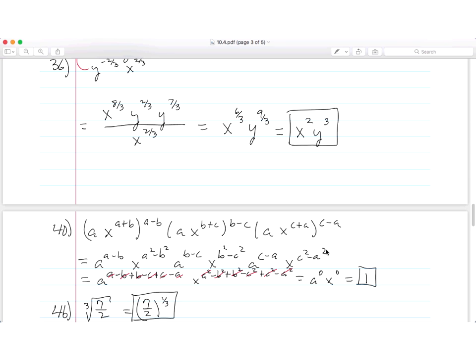Well, assuming a and x are not 0, then this is equal to 1 times 1, which is 1. And that's your answer. Let me do problem number 46.